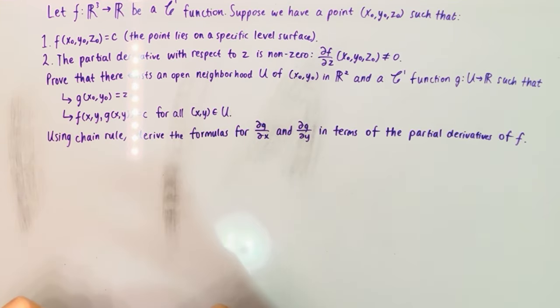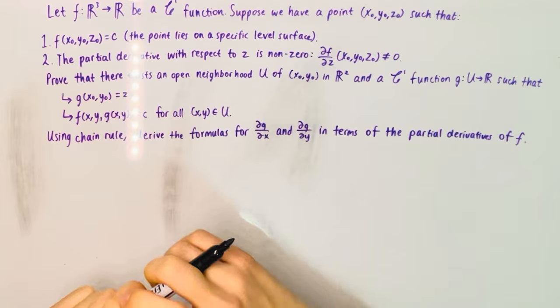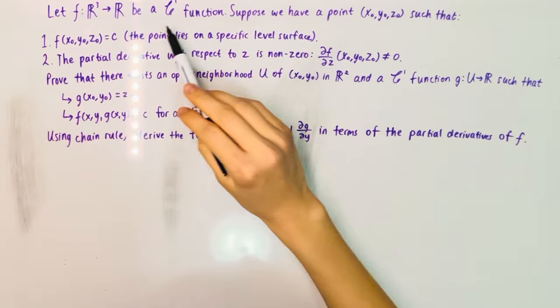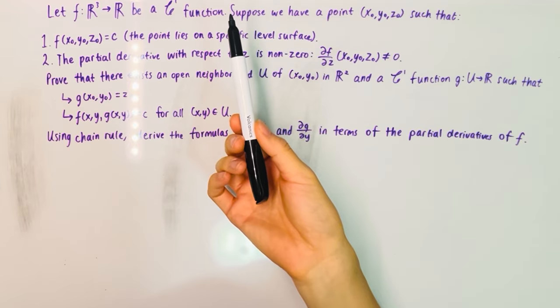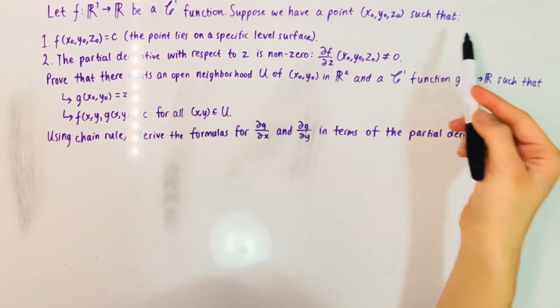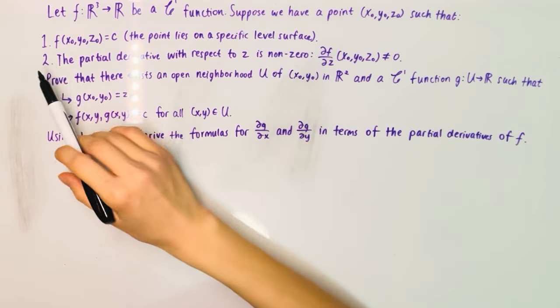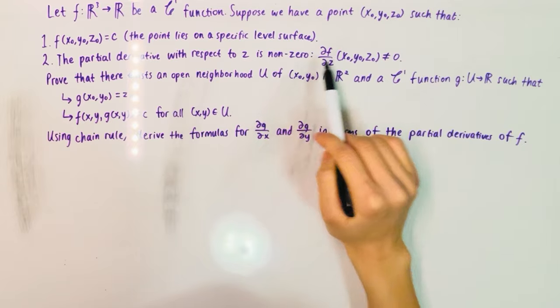Alright, so today we're going to do an example of the implicit function theorem in multivariables. So let f be a C1 function, so it has continuous partials. Suppose we have a point x0, y0, z0 such that f of that point is c, and the partial derivative with respect to z is non-zero.